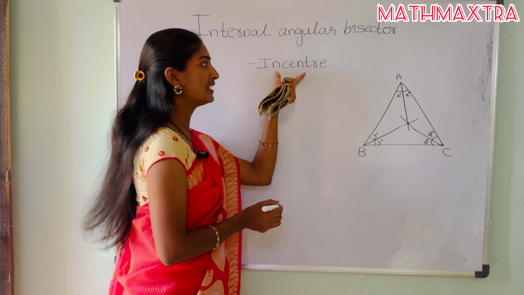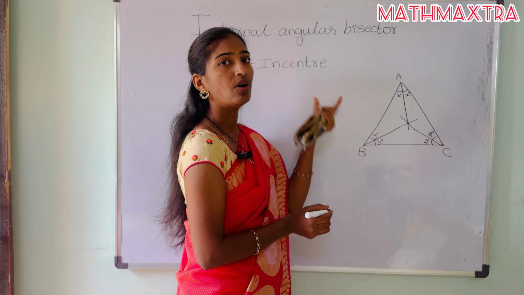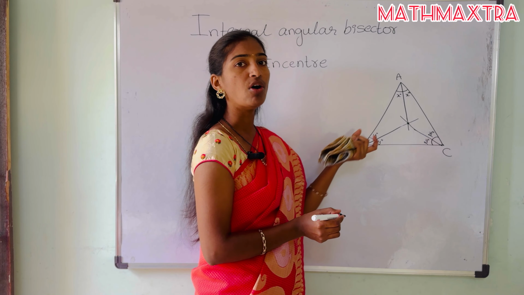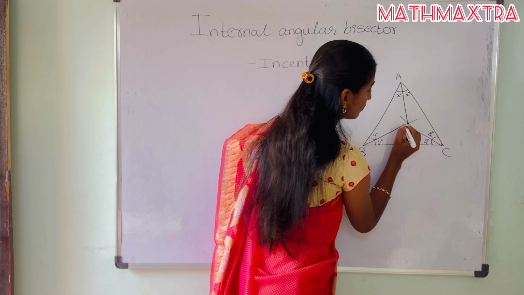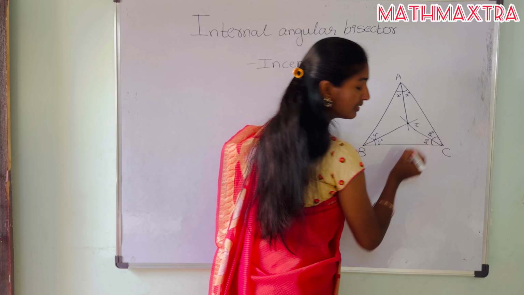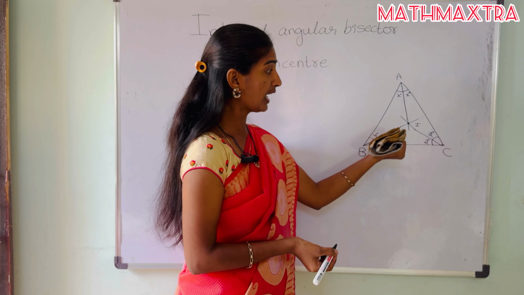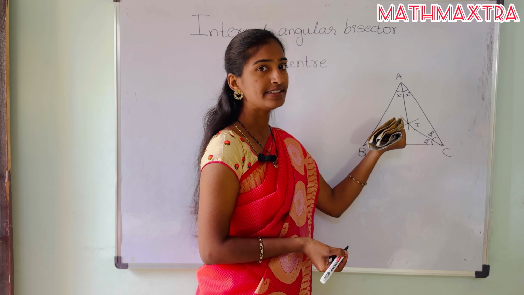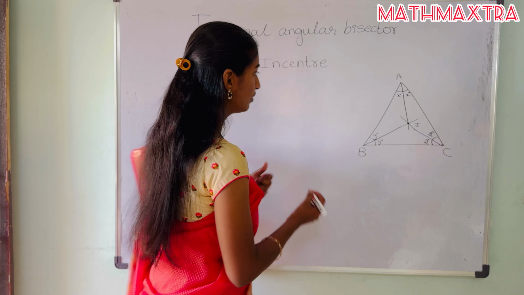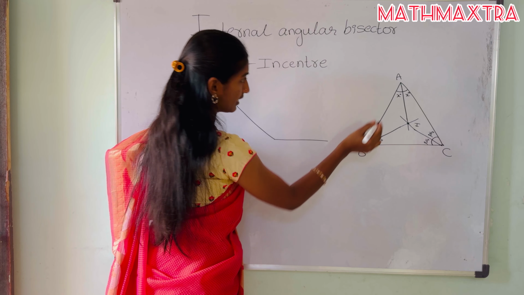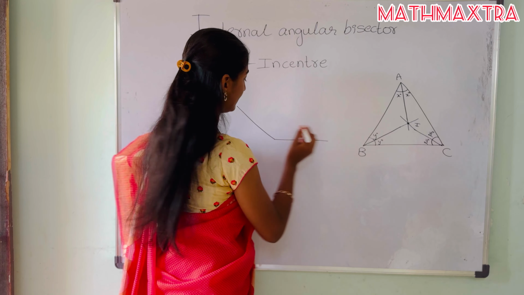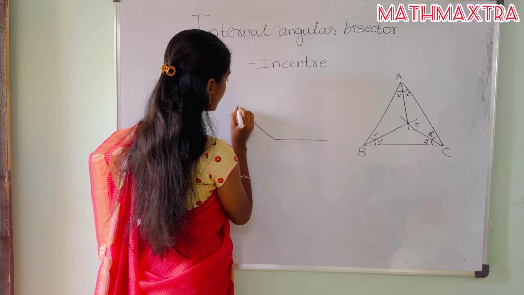So what is an incenter? It is nothing but the point of concurrency of internal angular bisectors. We denote this with the capital I, isn't it? I denotes the incenter. This was an acute angle triangle. Now I am considering an obtuse angle triangle.